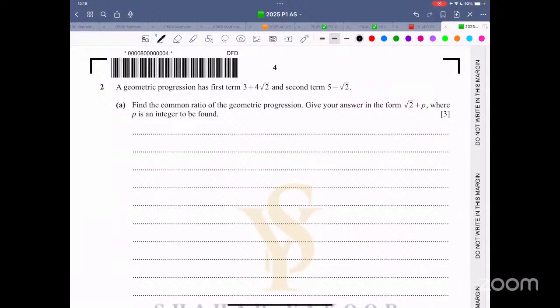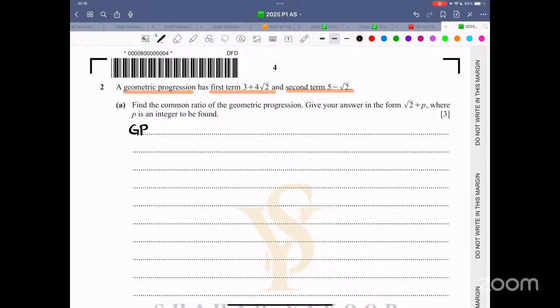Now let me focus on question number 2. This is like series with GP. So, a beautiful combination: geometric progression. First term is this, second term is this. So always write for yourself. Instead of the examiner, write things for yourself so that things are simplified.